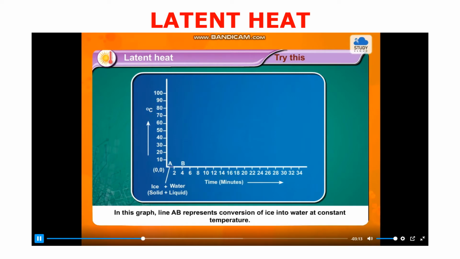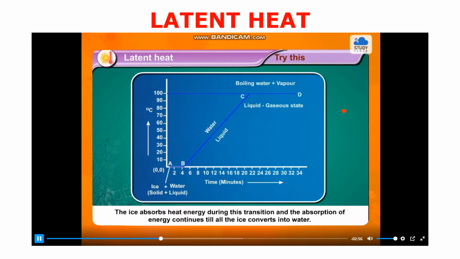In this graph, line AB represents conversion of ice into water at constant temperature. When ice is heated, it melts at 0 degrees Celsius and converts into water at this constant temperature. The ice absorbs heat energy during this transition, and the absorption of energy continues till all the ice converts into water. The constant temperature at which the ice converts into water is called the melting point of ice.